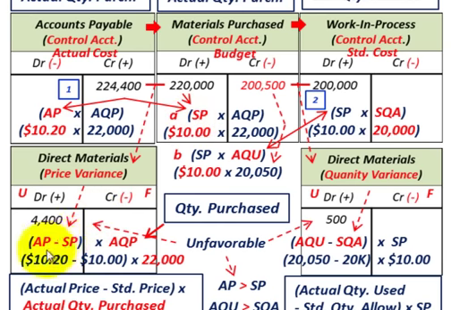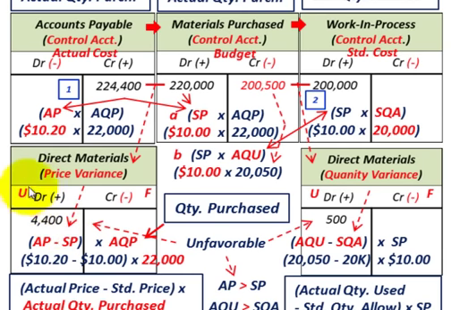So the difference here, $10.20 for the actual price, standard price $10, times the actual quantity that we purchased, 22,000. That is going to give us what? 20 cents. The difference is 20 cents times the quantity of 22,000. So our direct materials pricing variance would be $4,400.